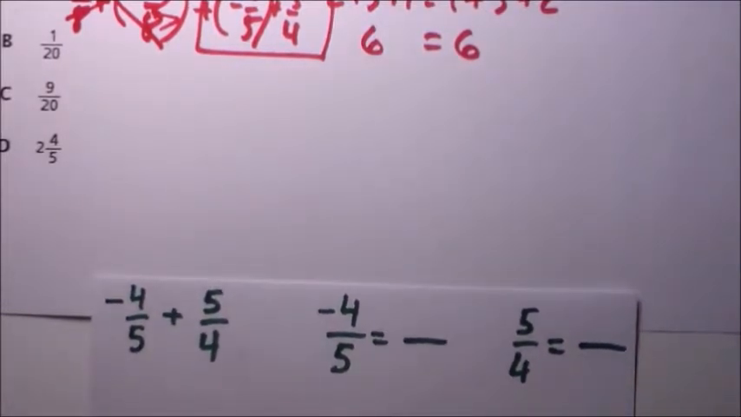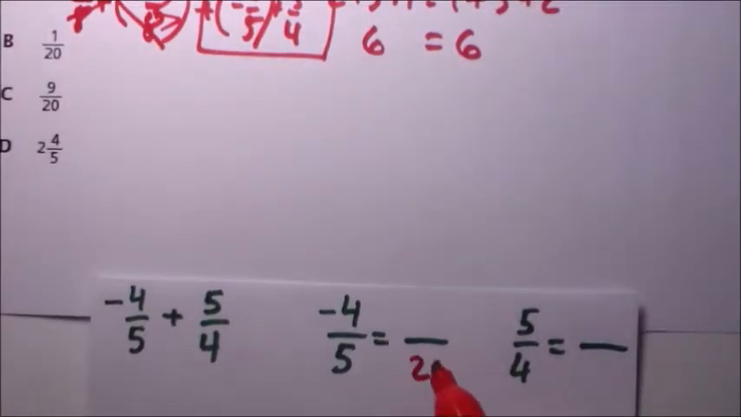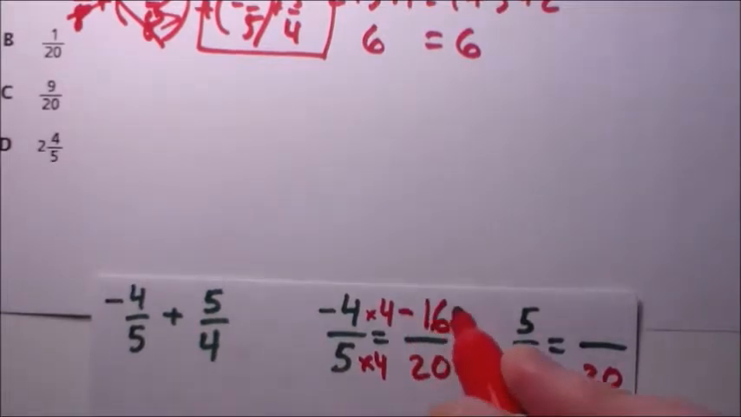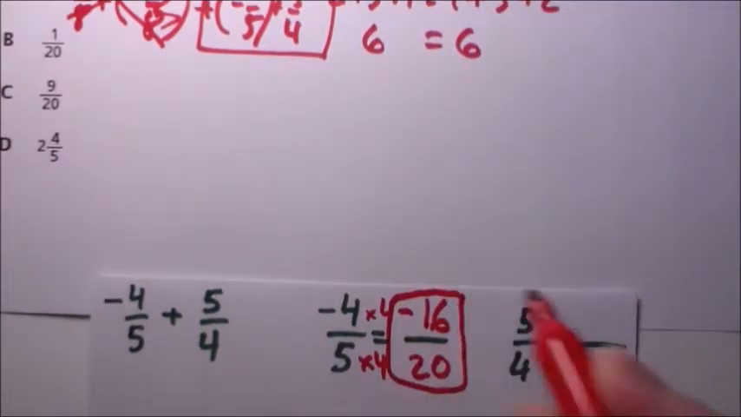But first, what we have to do in any addition of fractions is get a common denominator. And what's a good common denominator between 5 and 4? That's right, 20. So let's make negative 4/5 into something over 20. Well, we know 5 times 4 gets you 20. So negative 4 times the same thing, because whatever you do on the bottom, you've got to do the same thing on the top, will give us negative 16. So that's negative 16 over 20.